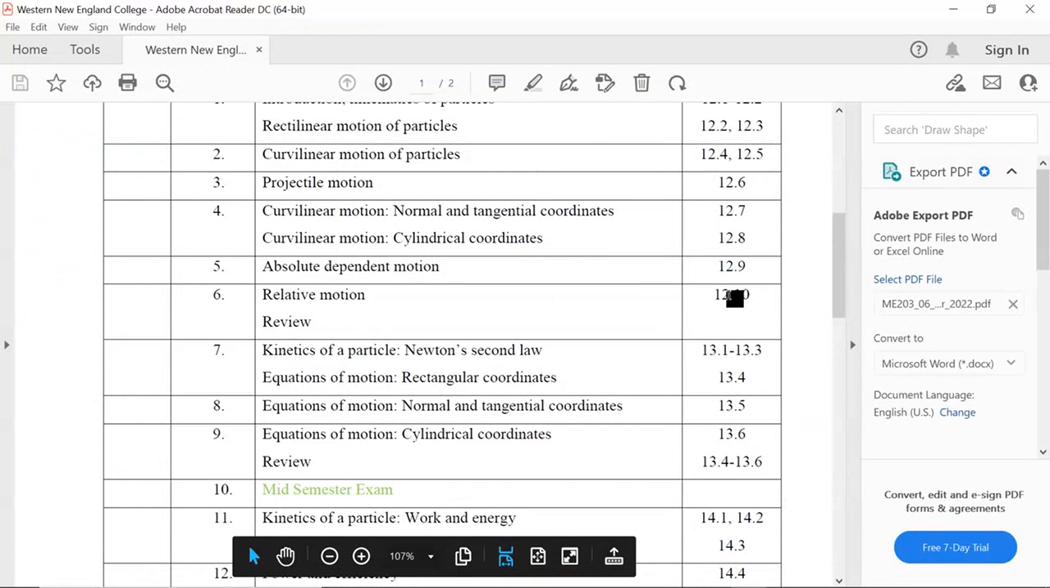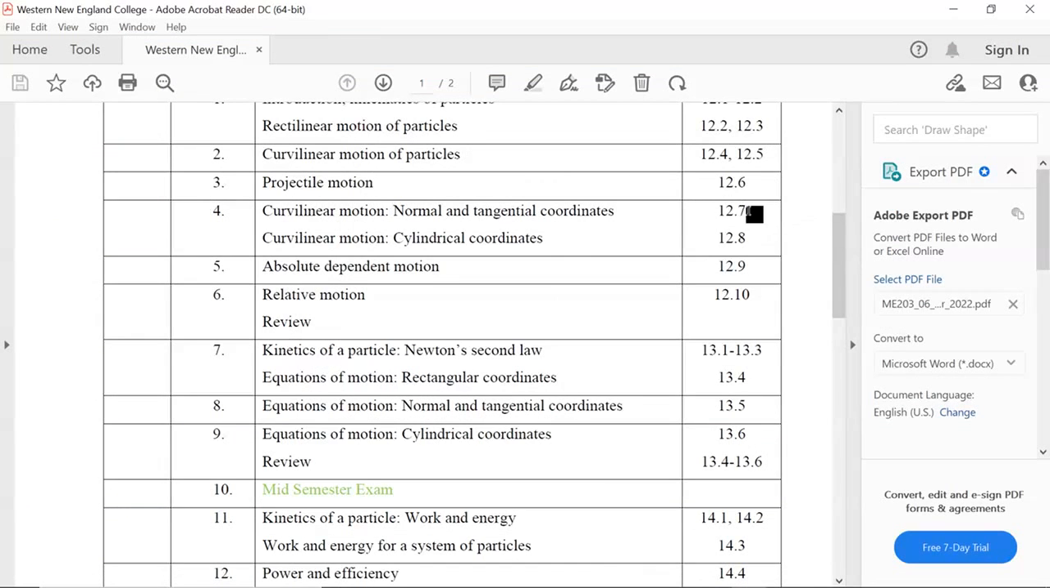In this video, we will learn about the theory portion of topic 12.7, that is curvilinear motion, normal and tangent coordinate system.